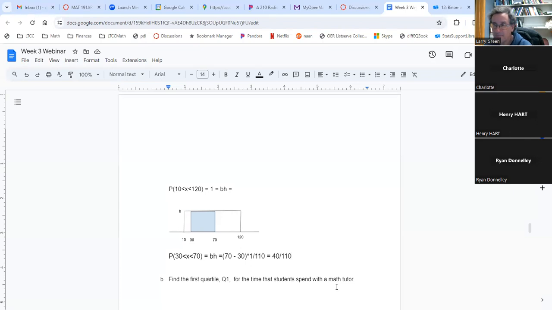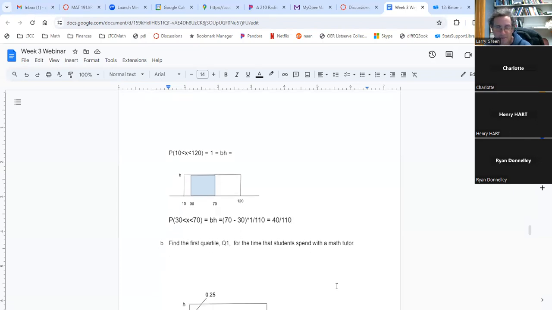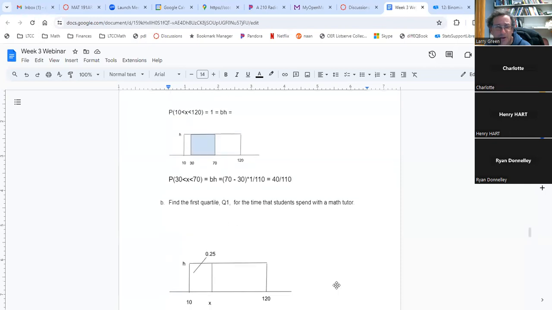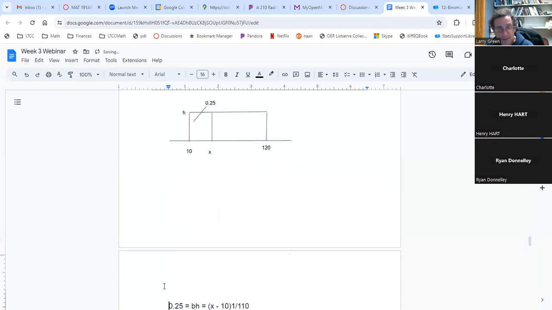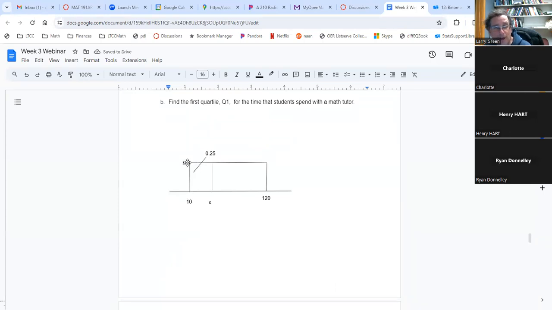Any questions on that? So now I'm going to draw a picture, and this is really important to understand. So I draw my rectangle. It goes between 10 and 120. My h, by the way, we already know is 1 over 110. But the 0.25 is not down on the x values. That is a probability. It's the area of this rectangle. What I don't know is x. I don't know how far to the right I need to go. And when you don't know something, that's when you usually call it x.